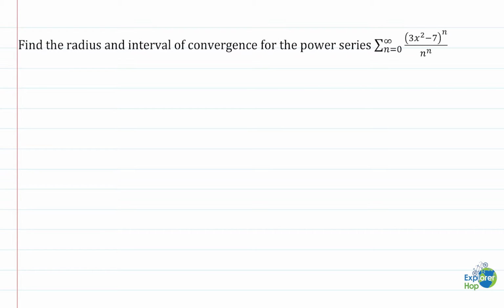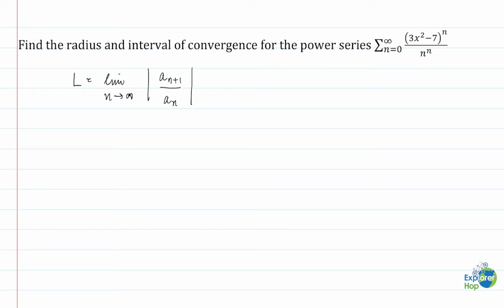So let's start. We know that for finding the radius of convergence and the interval of convergence, we use the ratio test. The ratio test involves finding L, which is basically the limit as n goes to infinity of the absolute value of a n plus 1 over a n.